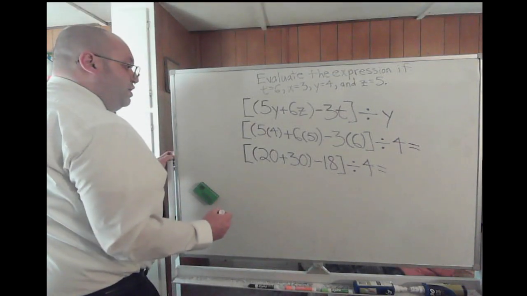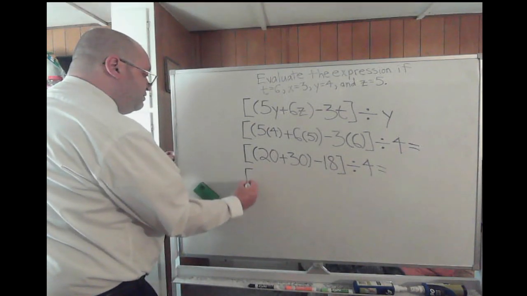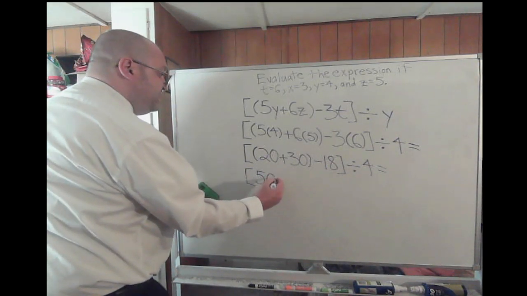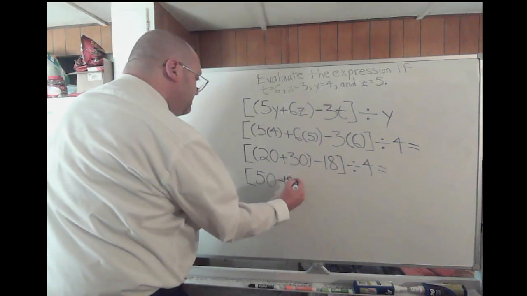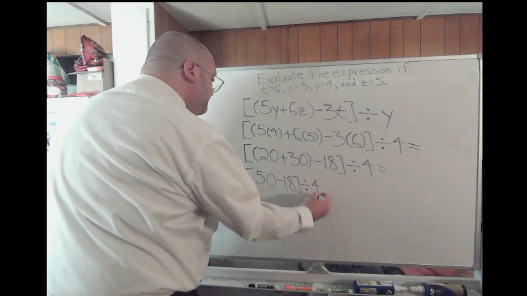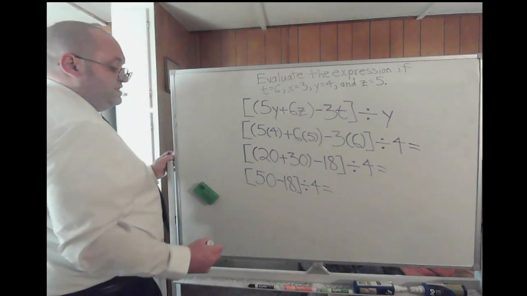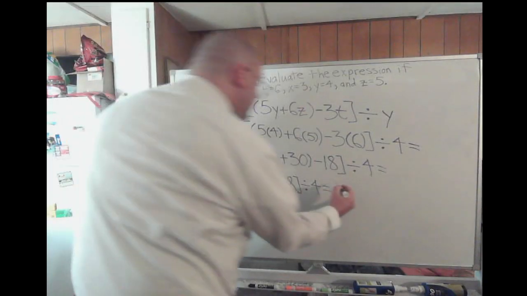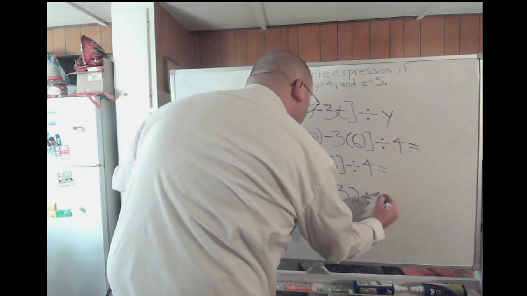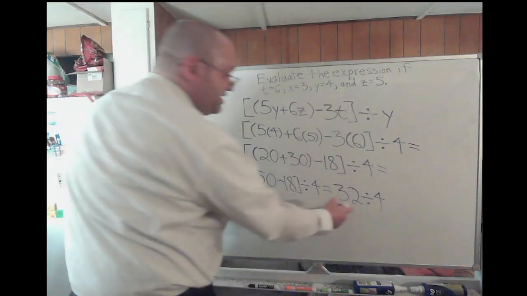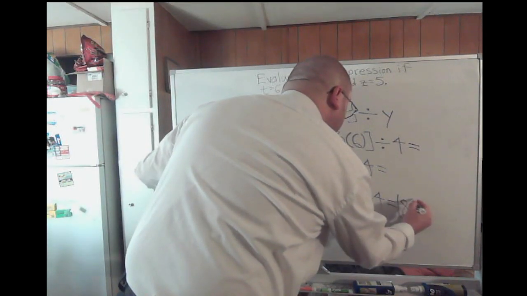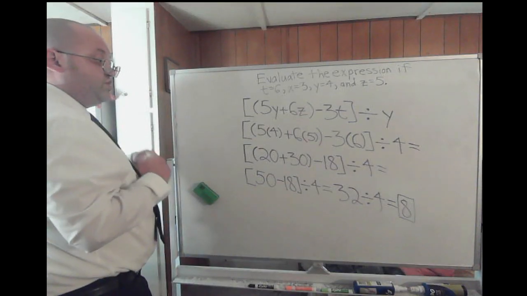So now we go inside the brackets again, deal with your parentheses. You got 20 plus 30, that's 50. So you'll have 50 minus 18, all that divided by 4. So now we deal with what's inside the brackets. 50 minus 18, that's going to be 32. You're just down to 32 divided by 4. That's all you're down to after you've done these order of operations. You just get 32 divided by 4, which would give you 8. So the answer for this expression is in fact 8.